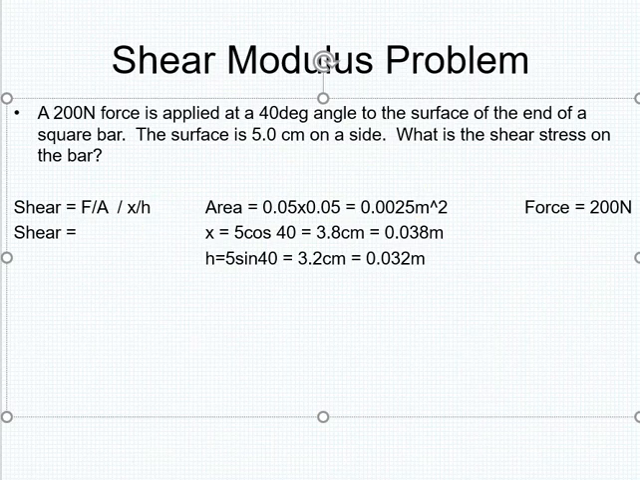So what I've done here is a lot of math to try to save us some time, but I'm going to explain this math. We have to find the force, the area, the x, and the h. Well, the area is the 5 centimeters, but I have to convert it into meters first. 0.05 times 0.05, which gave me 0.0025 meters squared. The force is easy. That's 200 newtons. That's given to us right there.